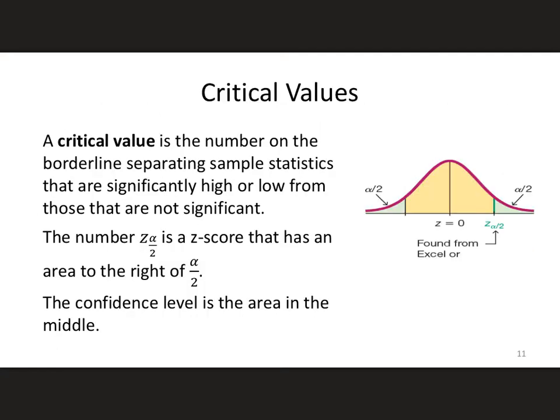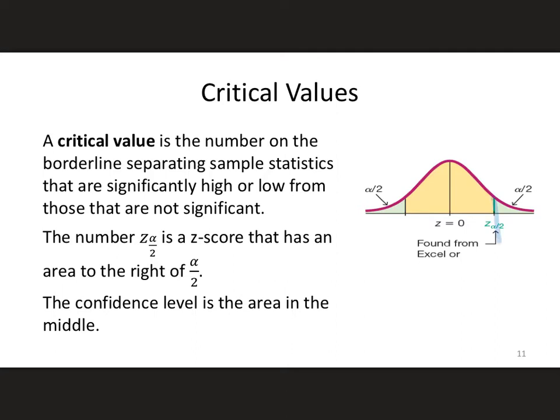A critical value is the number on the borderline separating sample statistics that are significantly high or significantly low from those that are not significant. The number z sub alpha over 2 is a z-score that has an area to the right of alpha over 2. The confidence level is going to be that area in the middle, that yellow area. Those green tails are our alpha over 2, and then the z, as you can see, I'll try to highlight that for you so you can see it a little bit better.